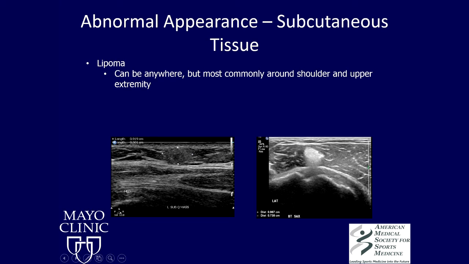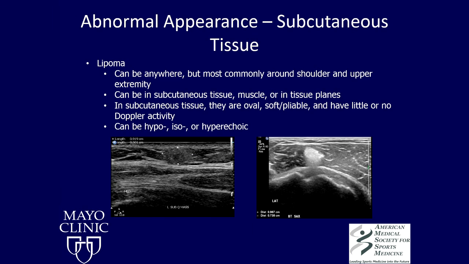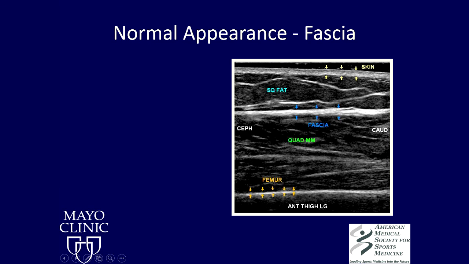Lipomas are more complicated. These can be anywhere in the body, but the most common place is in the shoulder and upper extremity. They can be in the subcutaneous tissue, but they can also be in muscle or in tissue planes. They are often oval, they're soft and pliable, and they have little or no Doppler activity, and they can be iso, hypo, or hyperechoic. So this is a lipoma in the deltoid, and you can see how hyperechoic that is. And then this is a hypoechoic subcutaneous mass, again, in the deltoid region. So same region, totally different looking lipoma, but they're both lipomas.